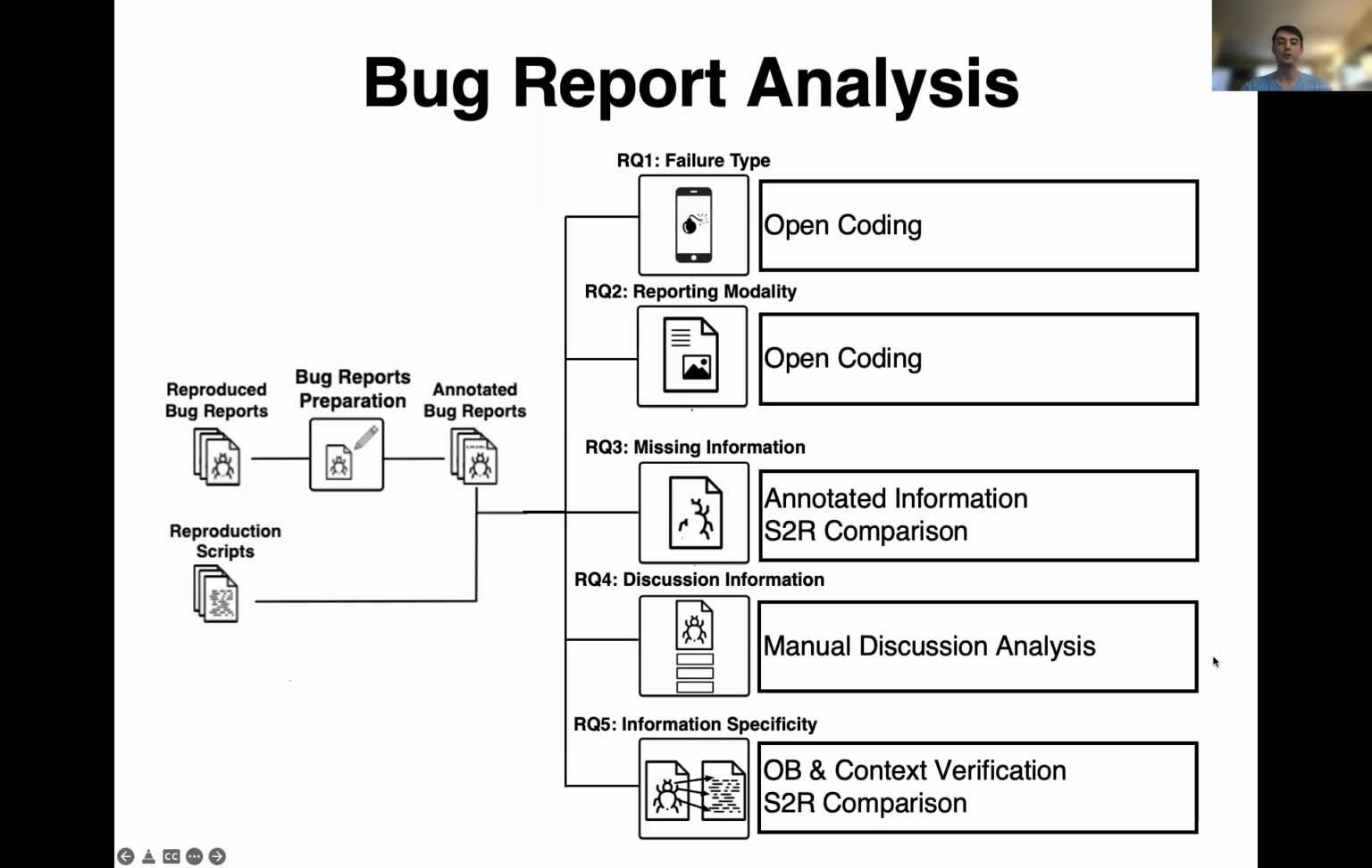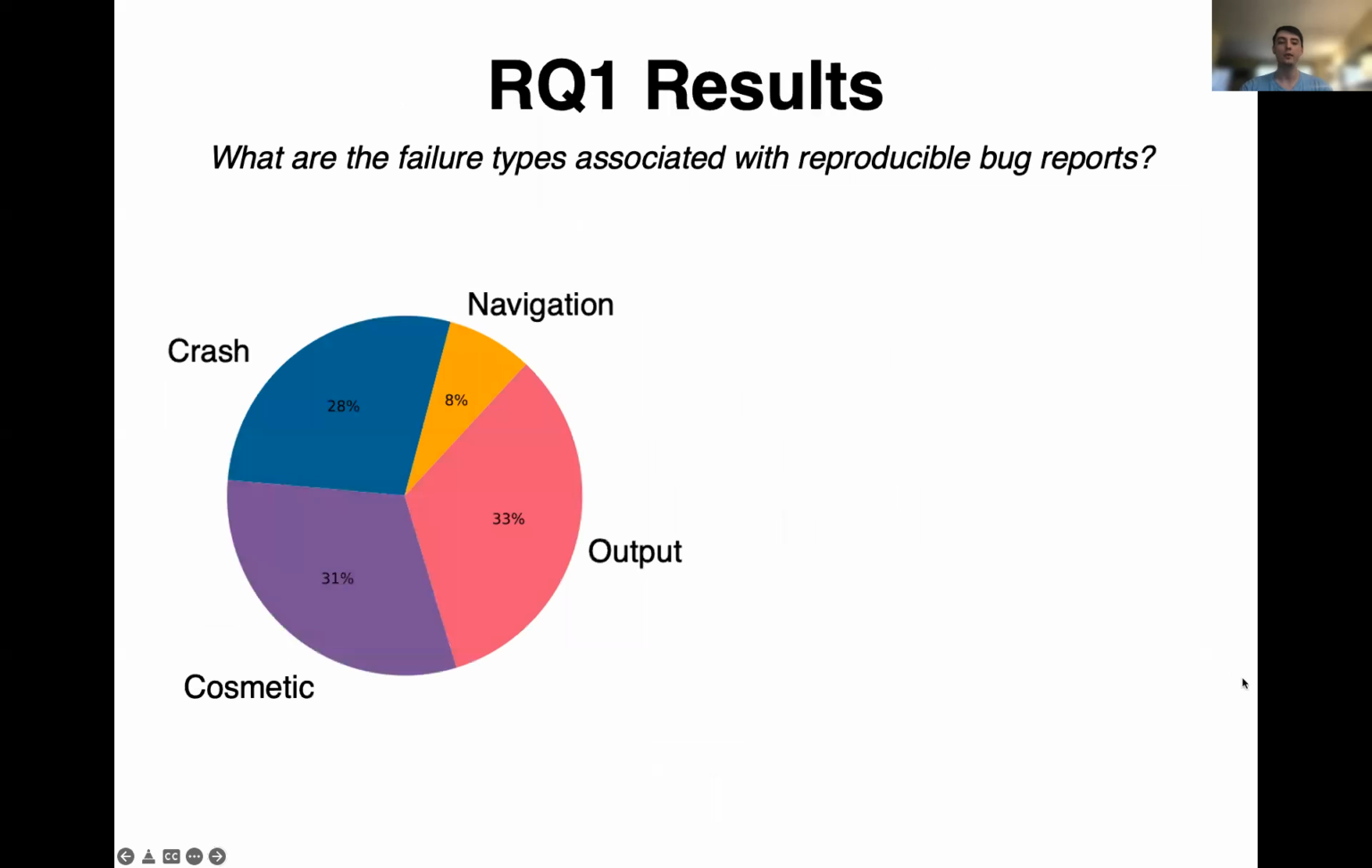Moving on to RQ1's results, we asked what the failure types associated with reproducible bug reports were, and we found four main categories. Crash, cosmetic, and output each made up about 30% of our results, whereas navigation made up about 10%. For each of these, we can go over an example and talk about the subcategories as well.